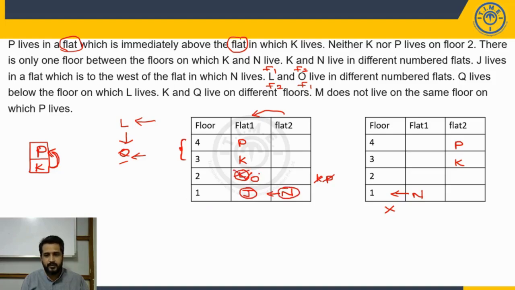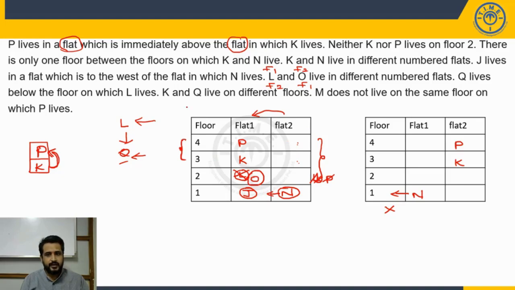So who has to be here? O. So O is confirmed. So L will be in one of these 3 places. But it is mentioned Q is below L. When Q is below L, L cannot be on the second floor. So L should be one of these 2 places only, either floor 3 or floor 4 in flat 2.